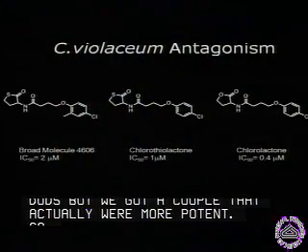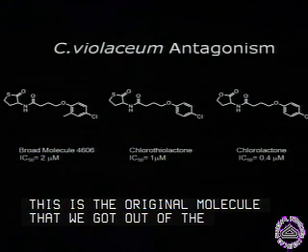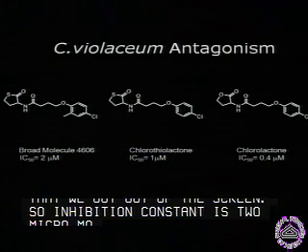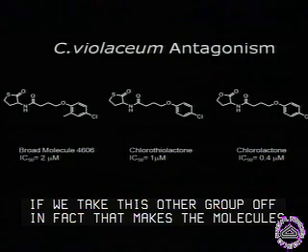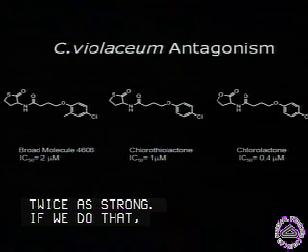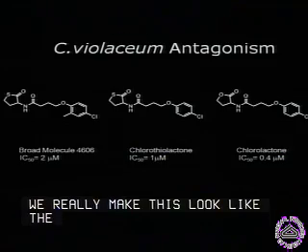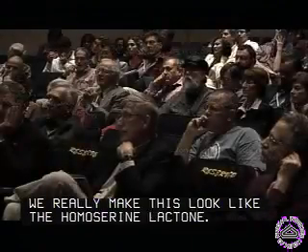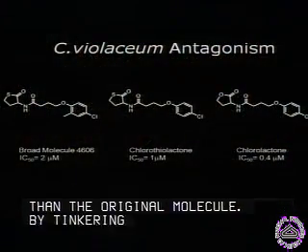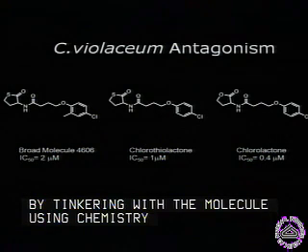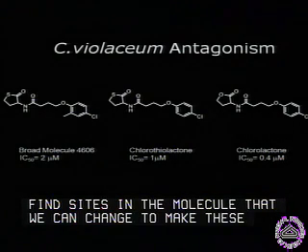So this is the original molecule that Lee got out of the screen. And so its inhibition constant is 2 micromolar. If we take this methyl group off, in fact, that makes the molecule twice as strong. If we do that and we actually take the sulfur out, so now we really make this look like the homoserine lactone, we give it a homoserine lactone head, then what you can see is that this molecule is now 5 times stronger than the original molecule. So by tinkering with the molecule using chemistry, indeed, we can find sites on the molecule that we can change to make these molecules better as antagonists of quorum sensing.